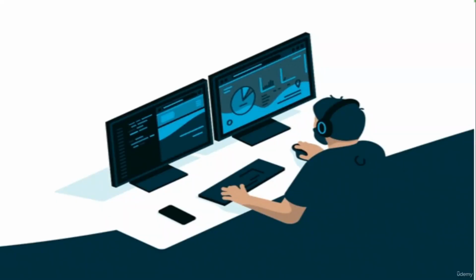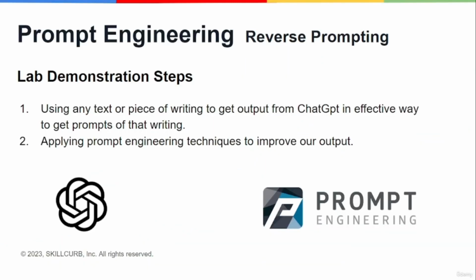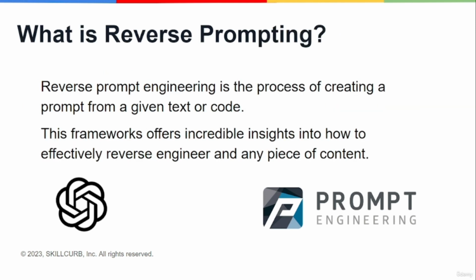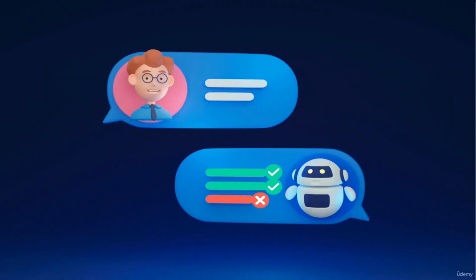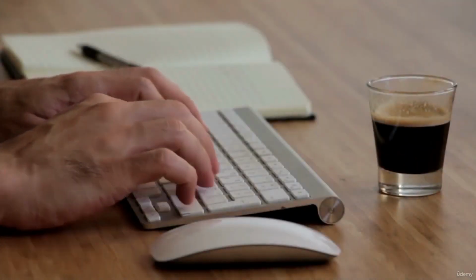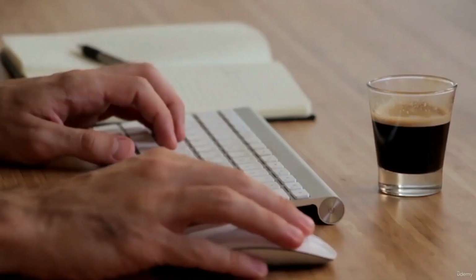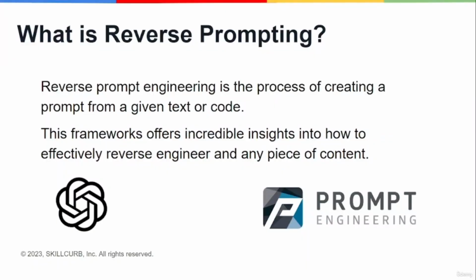So this time we won't be using a prompt, we'll be using text instead, and we'll be asking ChatGPT to give us prompts for that. We'll also be applying prompt engineering techniques to improve our output as always. Before diving into our lab, let me first brief you about what reverse prompting is. Reverse prompt engineering is the process of creating a prompt from a given text or code. This framework also offers incredible insights into how to effectively reverse engineer any piece of content.